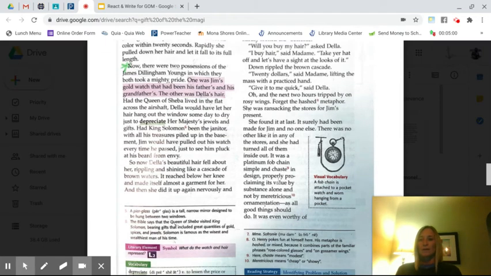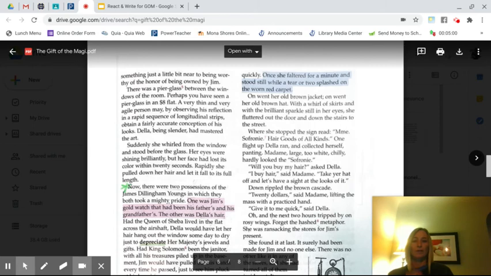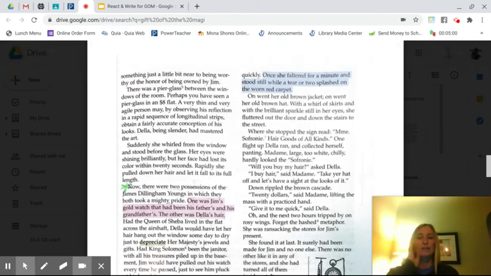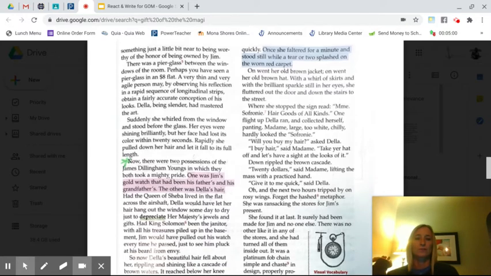Okay. So now Della's beautiful hair fell about her, rippling and shining like a cascade of brown waters. It reached below her knee and made itself almost a garment for her. And then she did it up again nervously and quickly. Once she faltered for a minute and stood still while a tear or two splashed on the worn red carpet. On went her old brown jacket, on went her old brown hat. With a whirl of skirts and with the brilliant sparkle still in her eyes, she fluttered out the door and down the stairs to the street.